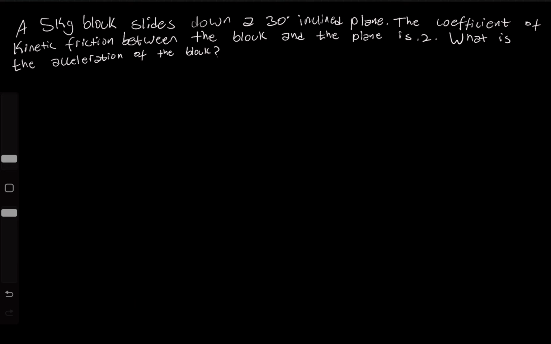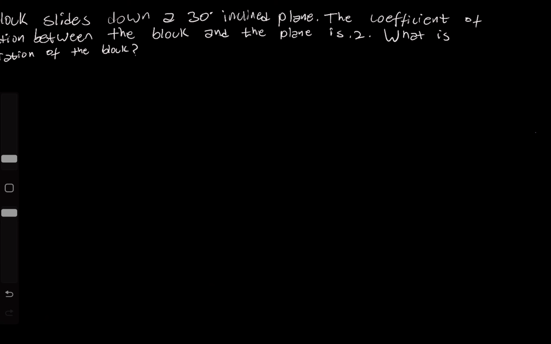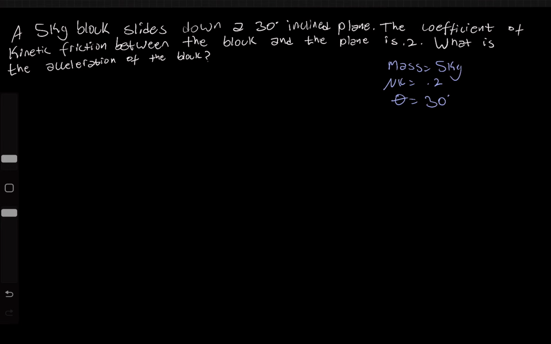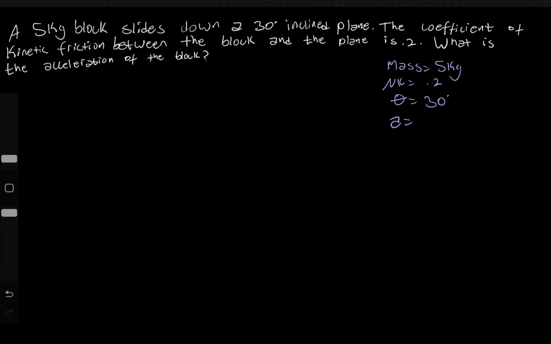Okay, so we want to write down our knowns. So we have a 5 kilogram block, and the coefficient of kinetic friction is 0.2, and we have a 30-degree angle. We want to find acceleration.